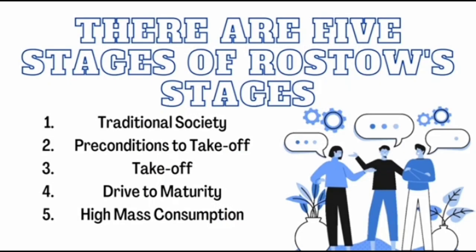So these are the 5 stages of modernization by Rostow. First, we have the traditional society, the preconditions to take off, take off, drive to maturity, and last but not the least, the 5th stage is the high mass consumption. Now let's discuss first the first stage, traditional society.